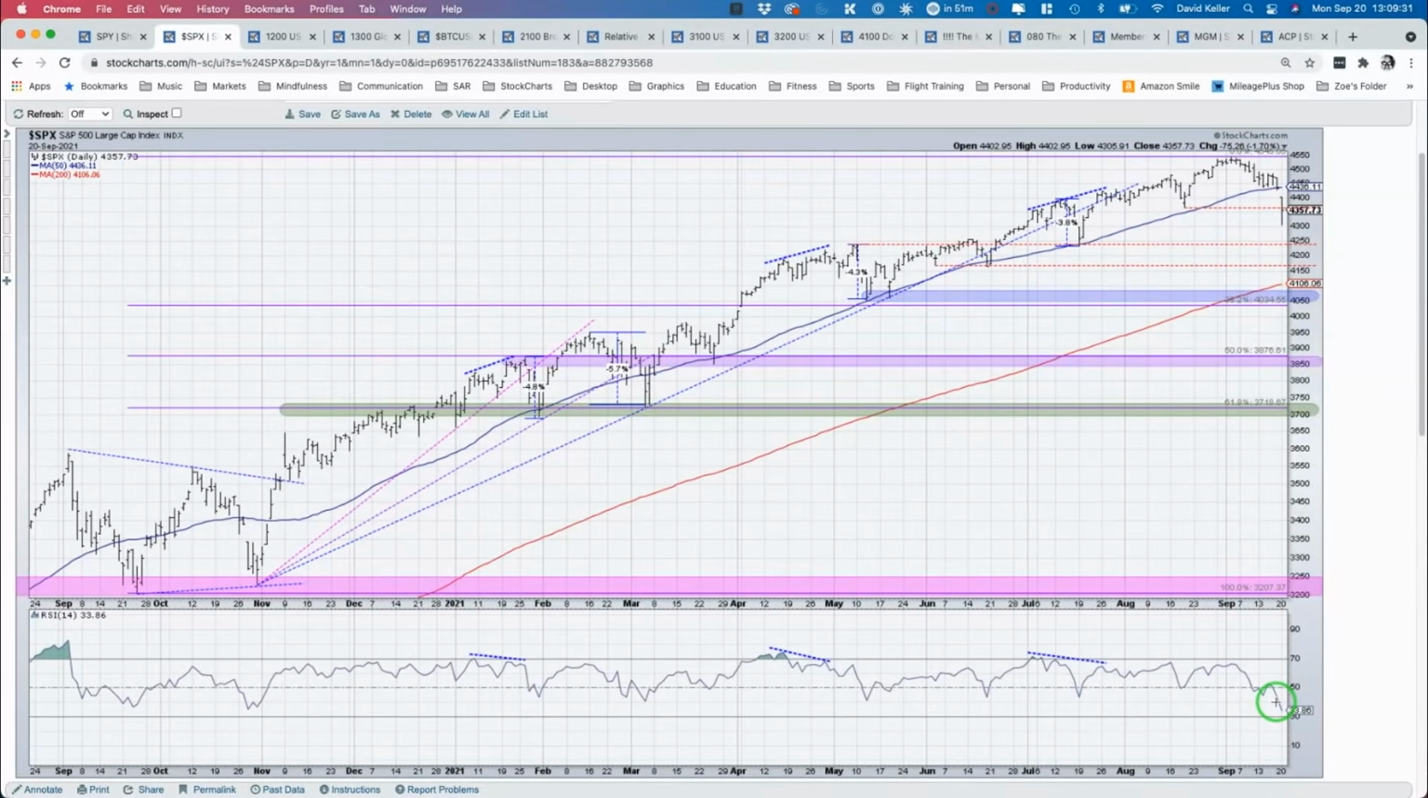So 2 out of those 4 have broken. One of those, the third item, is potentially broken. We wait for confirmation tomorrow. And then the fourth one might be the final thing, which would be a lower high. But overall, I think today really confirmed that move to the downside.